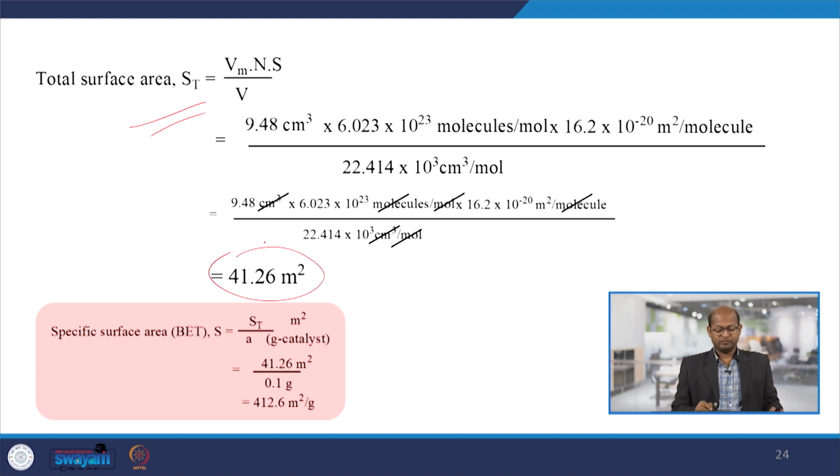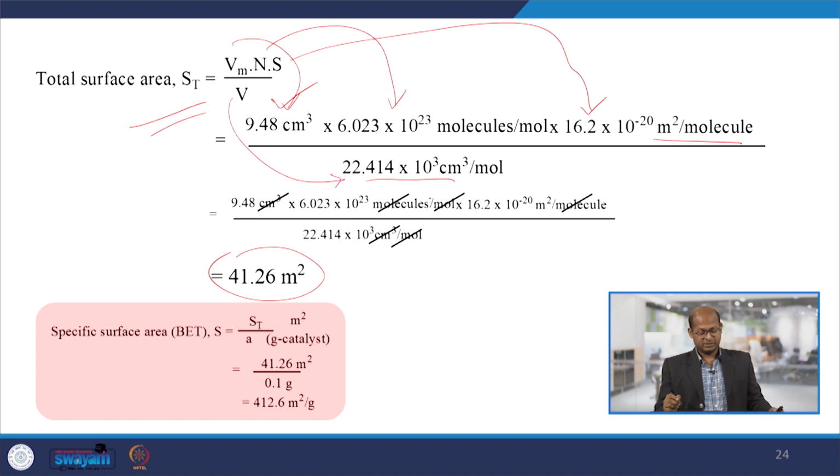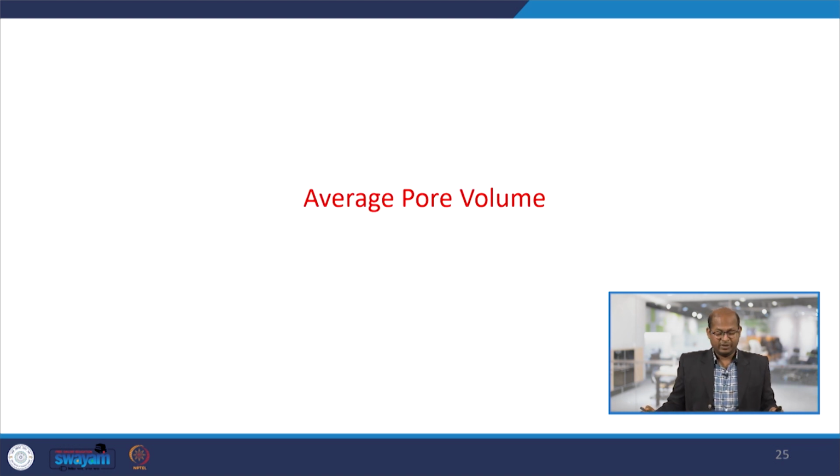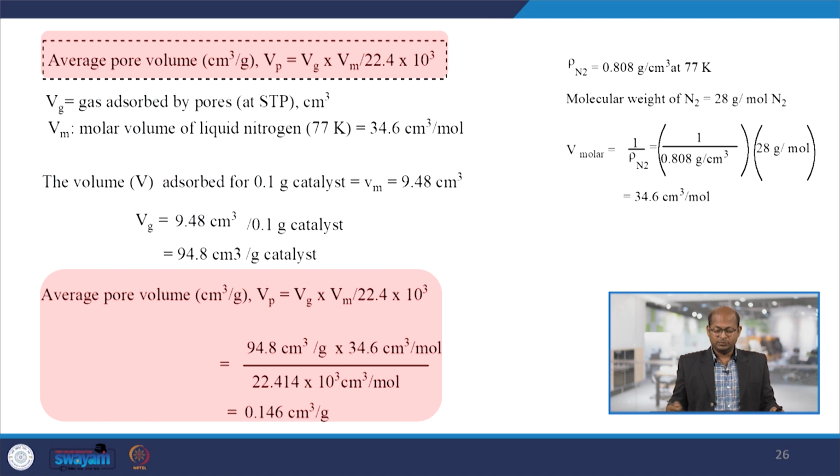St we have found by considering Vm, where we have substituted N equals this, one nitrogen molecule having this surface area, and the molar volume of nitrogen at 77 Kelvin is this. Then the total surface area equals this, and the specific surface area we can find out by dividing by the amount of catalyst taken. So, then the total surface area, and after that the specific surface area per unit mass of the catalyst, we can find out. Then the average pore volume also we can find out.